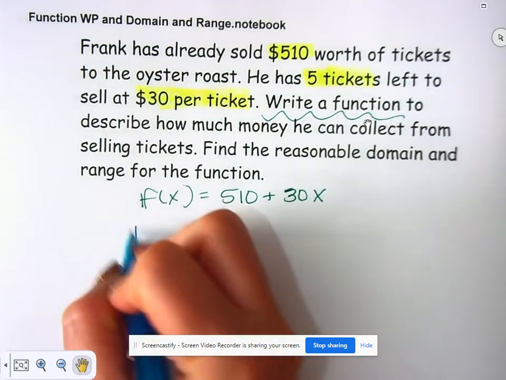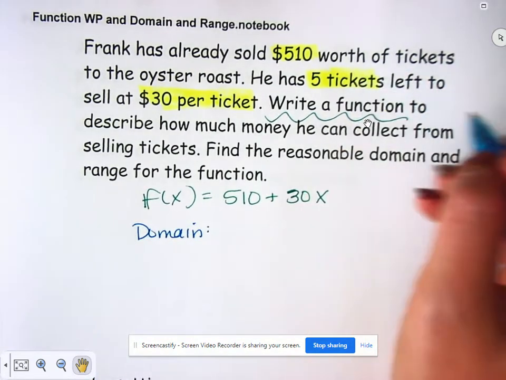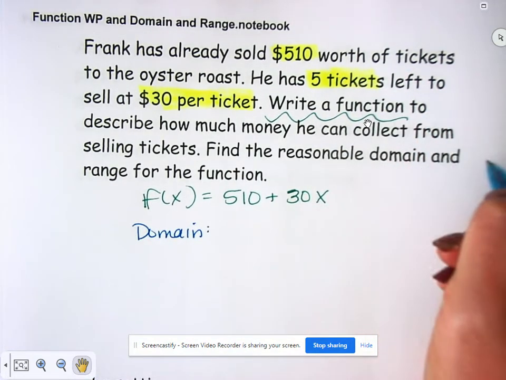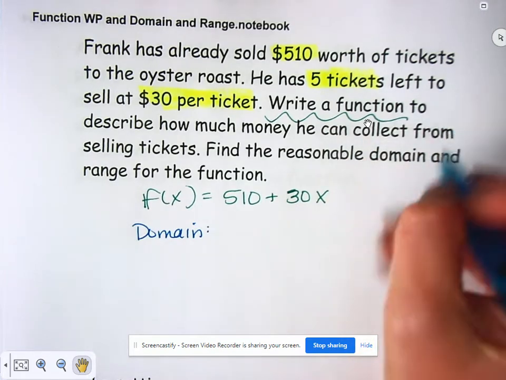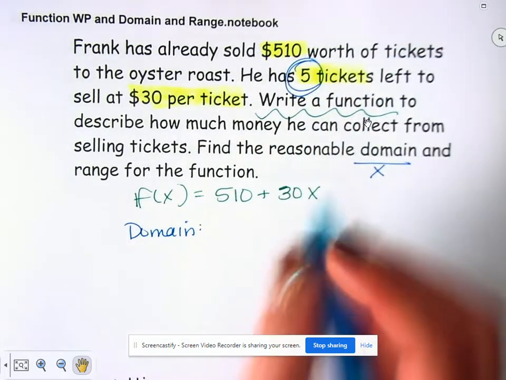So that's our equation. Now, domain, remember, is our X values. X here is representing the number of tickets. So for domain, that's our X, that's our number of tickets. We have 5 left to sell.